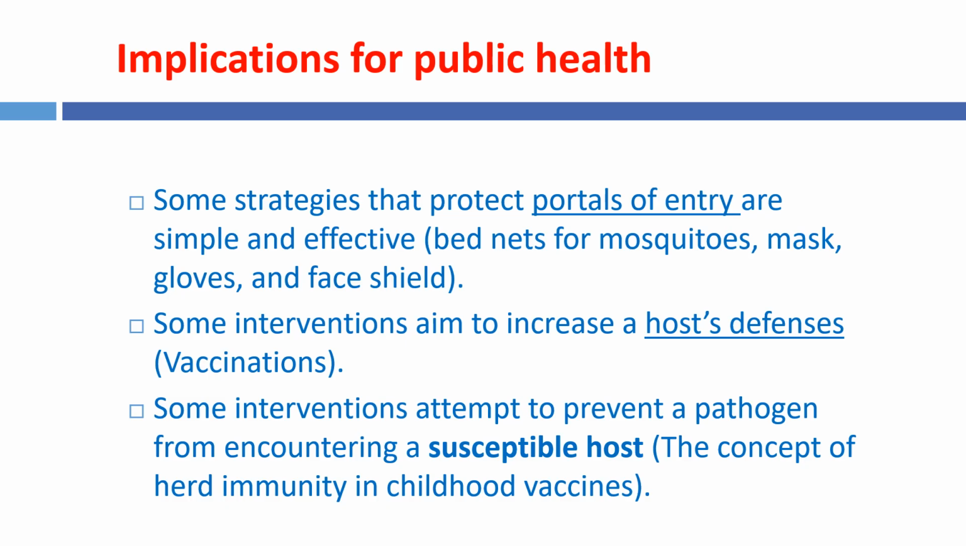Some interventions attempt to prevent a pathogen from encountering a susceptible host, as in the concept of herd immunity in childhood vaccinations. When we vaccinate all children, with a large proportion of children being vaccinated, the small proportion who are not vaccinated yet most probably will not get the disease because the majority of children have been vaccinated.